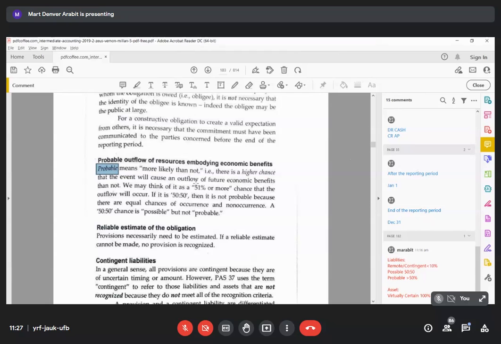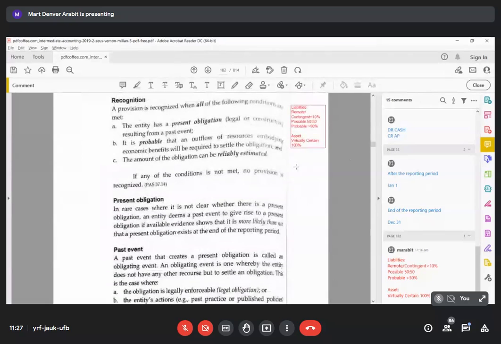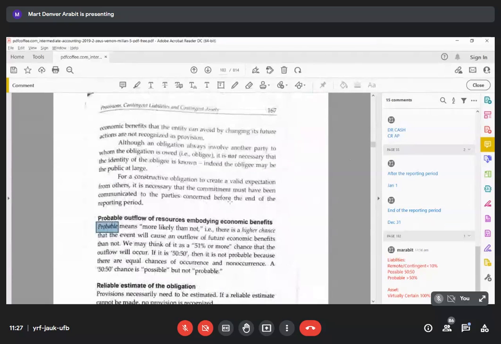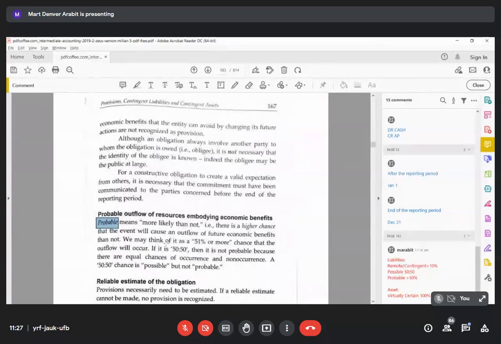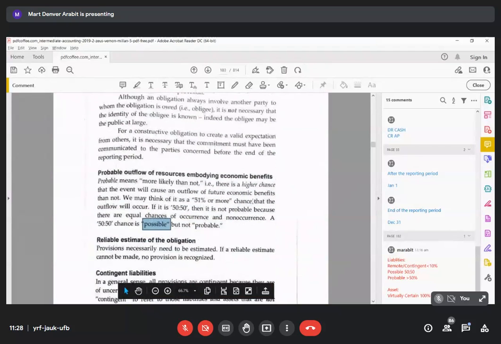If it is 50-50, as we mentioned earlier, it is called a possible obligation. If it is 50-50, then it is not probable because there are equal chances of occurrence and non-occurrence. A 50-50 chance is possible but not probable.